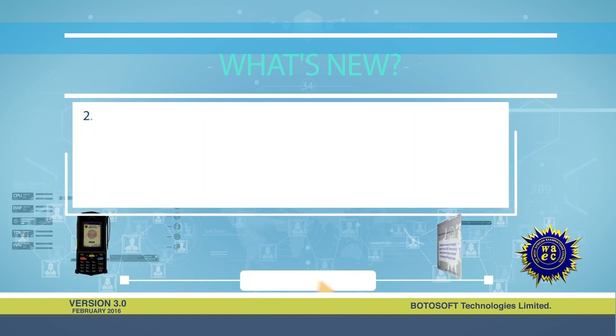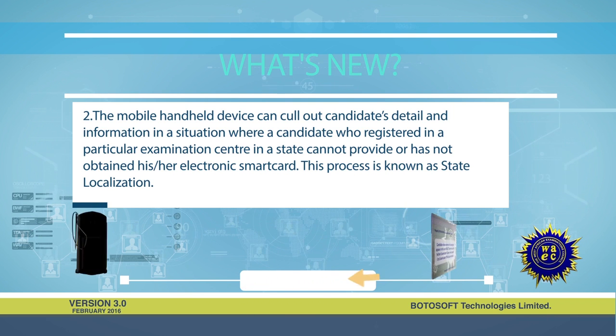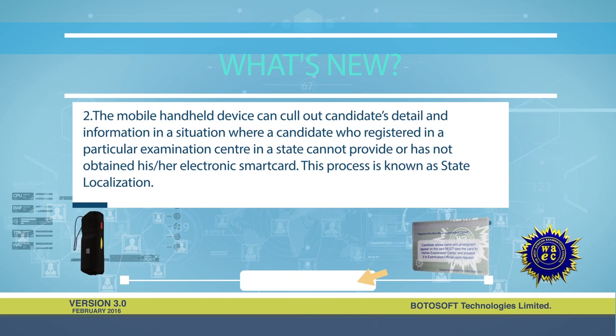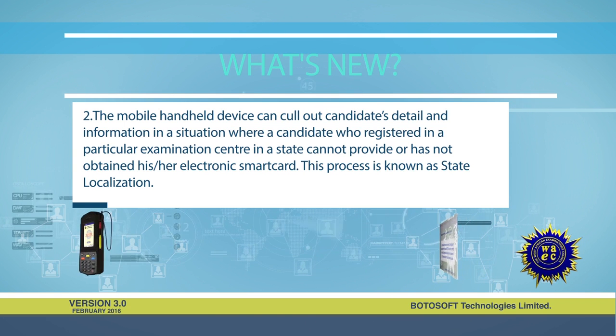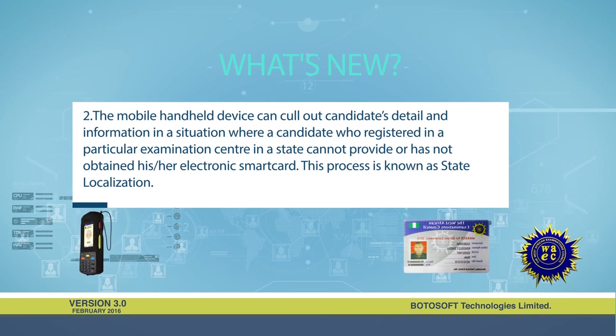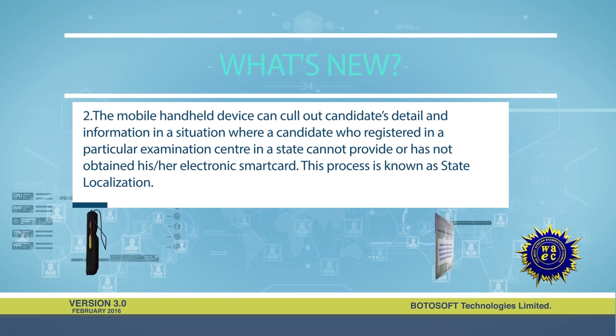Mobile handheld device can call out candidates' detail and information in a situation where a candidate who registered in a particular examination center in a state cannot provide or has not obtained his or her electronic smart card. This process is known as state localization.